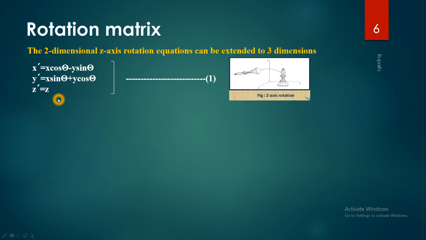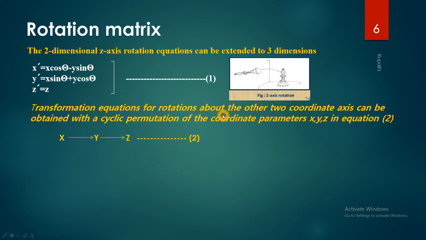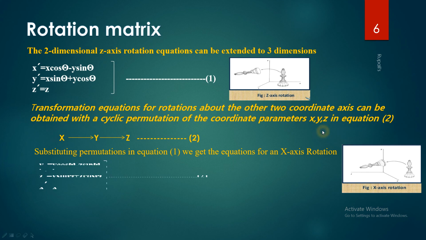For getting the rotation in other planes, you have to use cyclic permutation, meaning just replace x value by y value, y value by z value, and z value by x value, because it is cyclic. In this way we get the second set of equations.